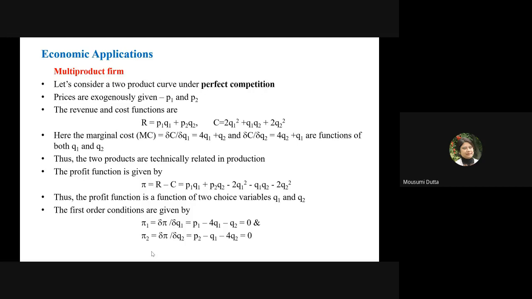Del square pi by del q1 square, del square pi by del q1 del q2, that will be equal to del square pi by del q2 del q1, and you have to find del square pi by del q2 square. Should I write it on the board or are you understanding the matter? Is there anyone for whom it will be better if I write it? Ma'am, can you please write it?